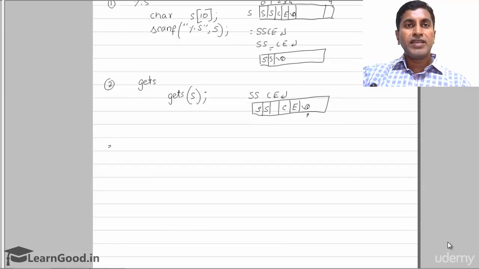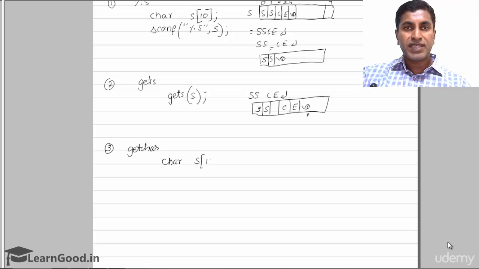If you want, you can read a string even character by character by using the getchar function. So you can read one character at a time and then form it into a string. Let's see how to do that. We'll declare a character array here, s of 10 characters, and for the index variable, we can take an i.